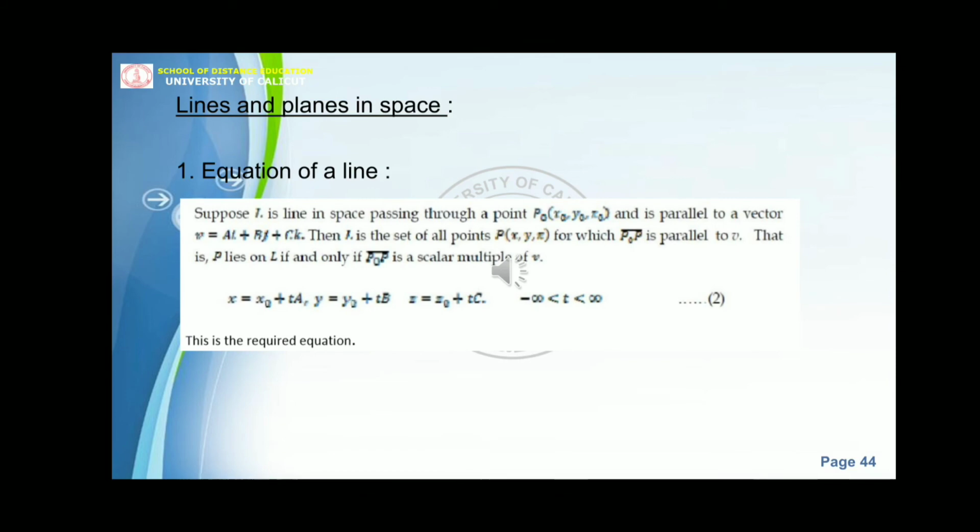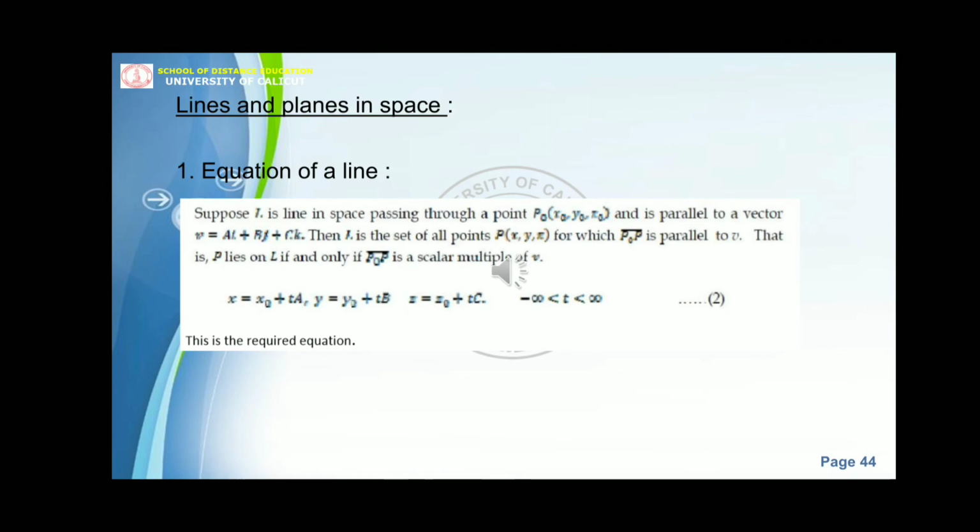Let us now see how to represent lines and planes in space as equations. So first is the equation of a line in space. Suppose L is a line in space which passes through the point P0, denoted by the coordinates x0, y0 and z0, and is parallel to the vector v = ai + bj + ck.